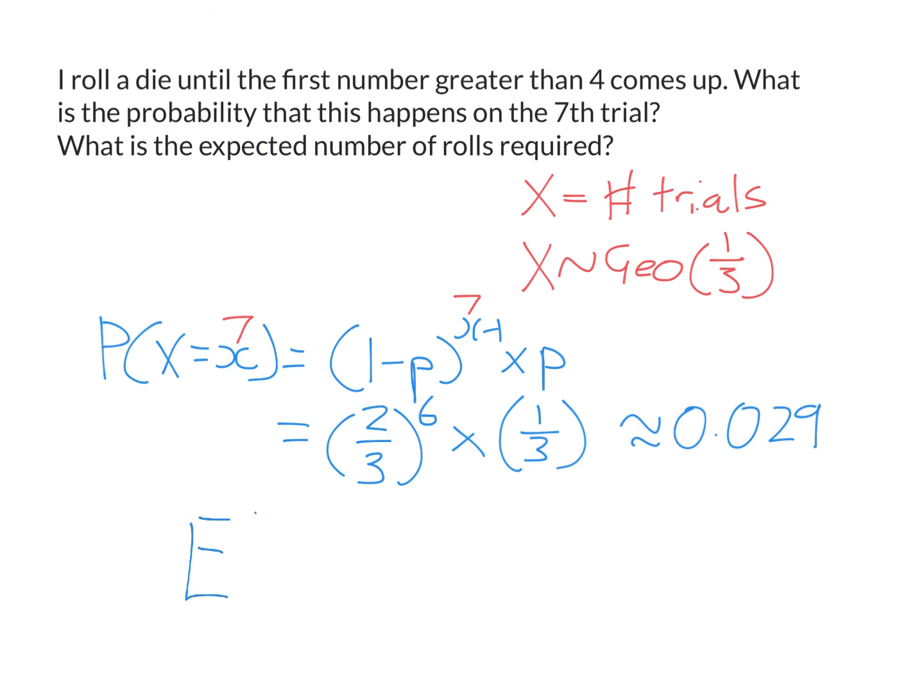So what is the expected number of rolls required? The expected number of trials? Well, that is just 1 divided by the probability. 1 divided by a third, which is 3. That makes sense, because if the probability of getting a number greater than 4 is a third, we expect that 1 in every 3 trials will come up with a number greater than 4. So we expect we'll have to roll the die 3 times before the first number greater than 4 comes up. We expect that the number greater than 4 will come up every 3rd roll.